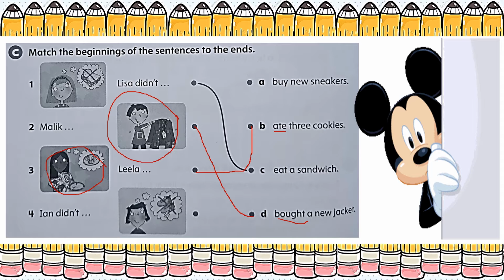Whew. Number 4. Ian didn't. Look here, we have the word didn't. So our verb should be in the correct present tense. So what's our answer? Great job! Letter D.